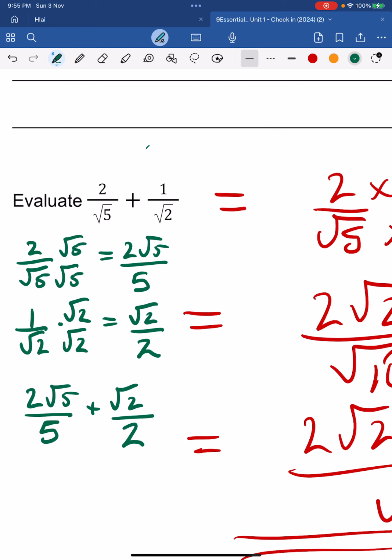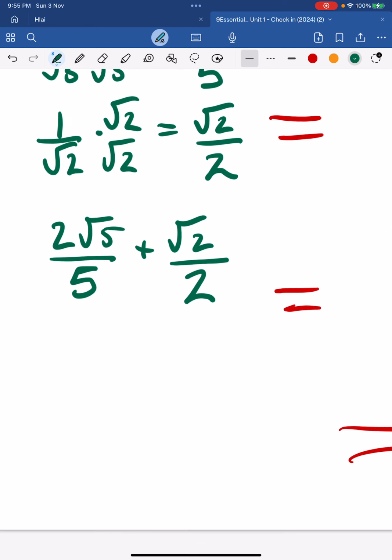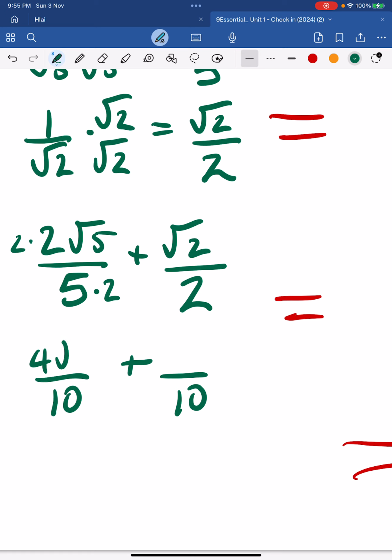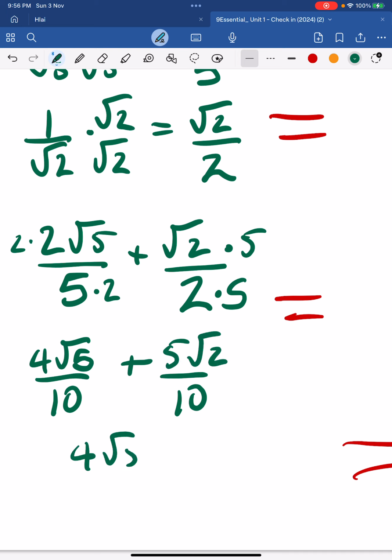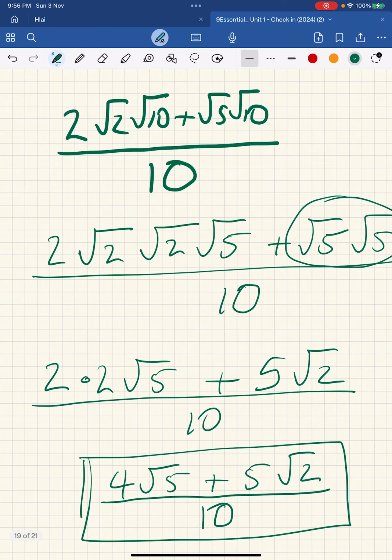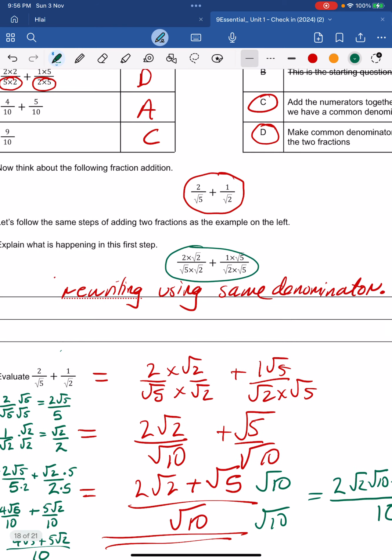And can you see it might be easier now to change these both into tenths, right? So I'm going to go into tenths here, this one into tenths. This one I've timesed by 2, so times the top by 2, that's 4 root 5. Oh, this looks a lot easier. Times this guy by 5, therefore times this guy 5, that is 5 root 2, and look at that answer. 4 root 5 plus 5 root 2 divided by 10. Just check on that previous answer. Exactly the same, but look how much quicker it was, right?